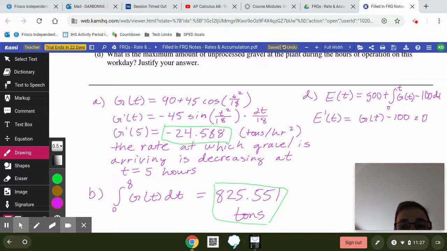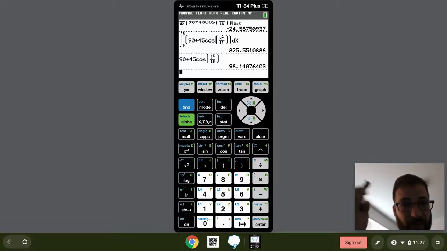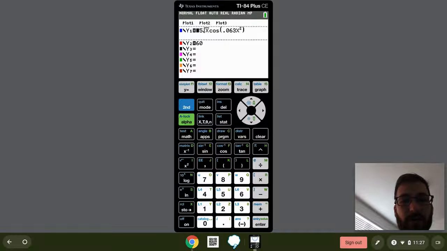So I'm going to set it equal to 0. Then we can go to our calculator. Remember, if we didn't have a calculator, they'd give us a function that was easy enough to solve without it. There we go. So y equals, we have 90 plus 45 cosine of t squared, squared.